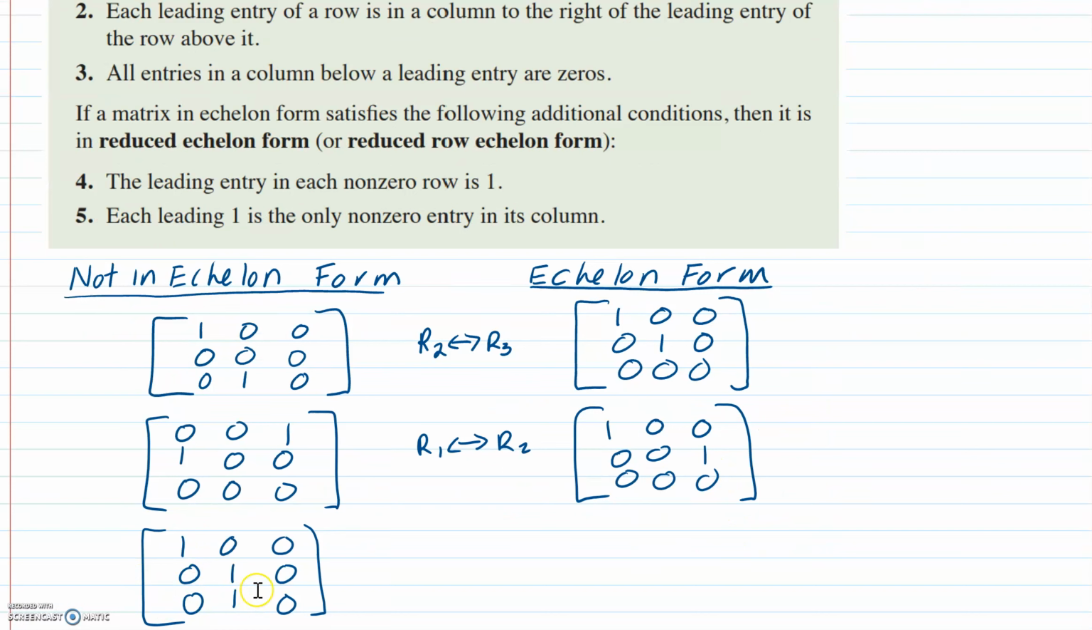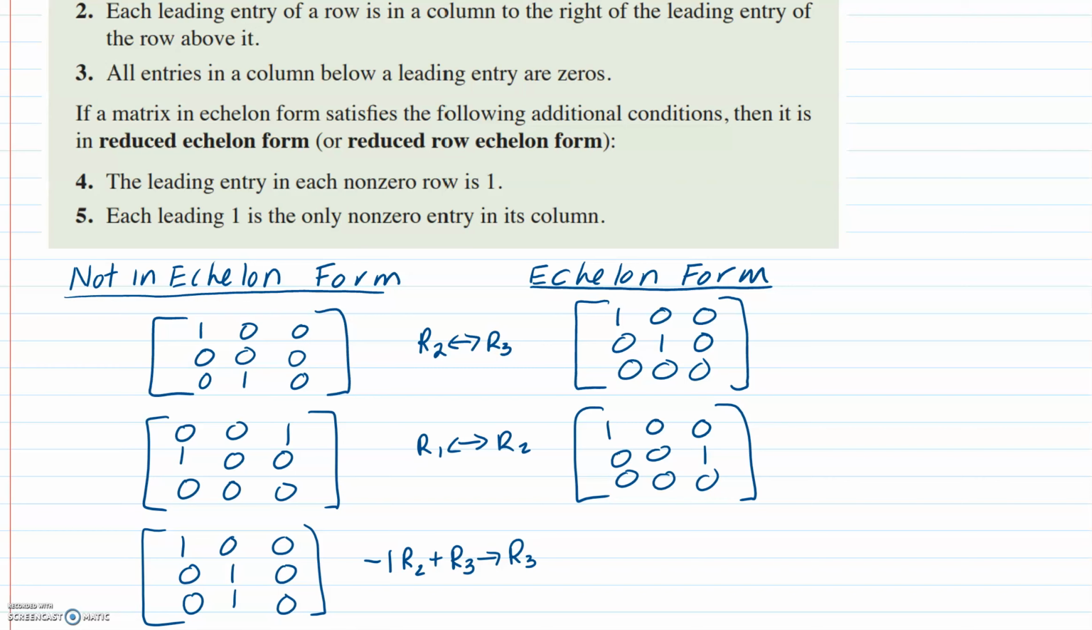So here's an example that is not in echelon form because it does not have a 0 below that leading entry. That is an example of number 3. It also doesn't satisfy number 2 either because that leading entry in the third row is not to the right of the leading entry in the second row. But we can fix that by multiplying -1 times the second row and adding it to the third row.